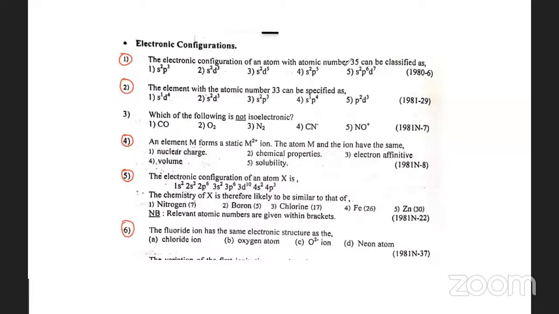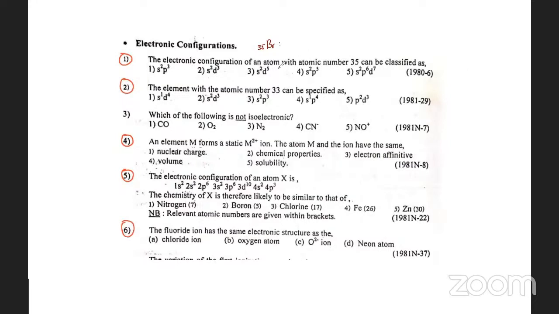Now I've told you before, you have to have your periodic tables ready whenever you do chemistry questions. So which atom has an atomic number of 35 in the periodic table? It's obviously bromine, right? When you consider the atomic number of bromine, bromine is 35. So they're asking the electronic configuration of an atom.